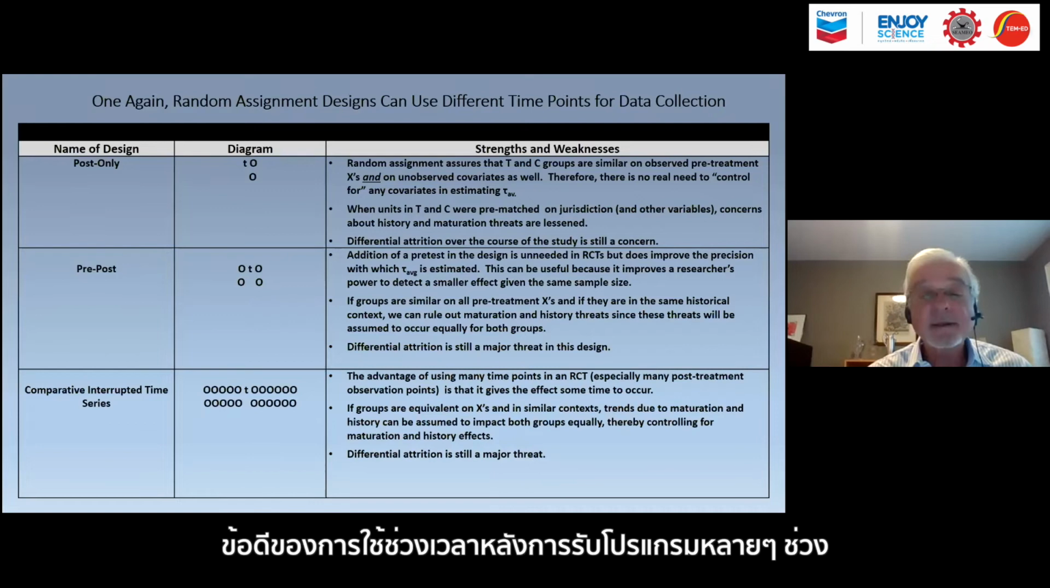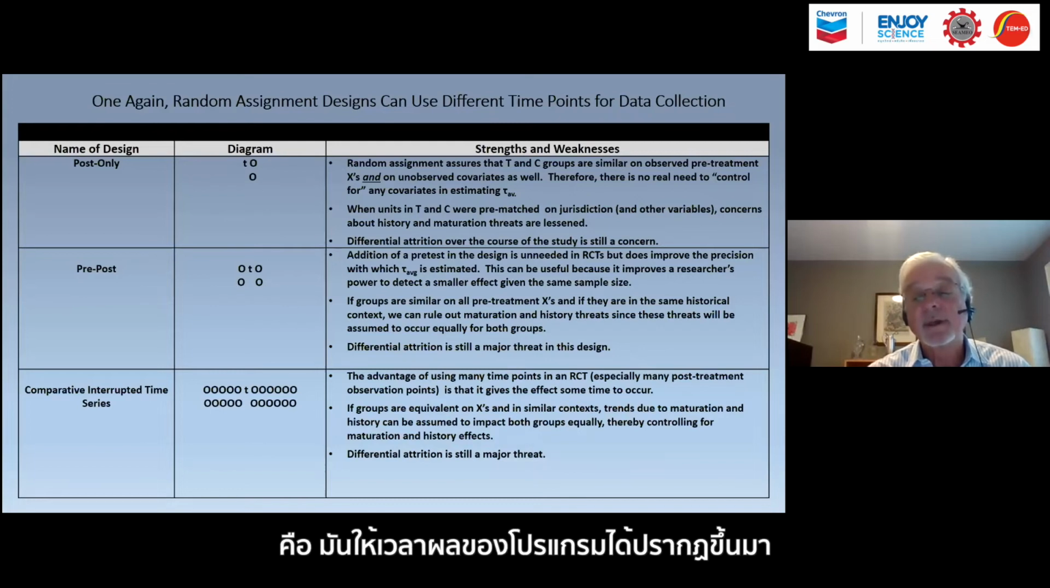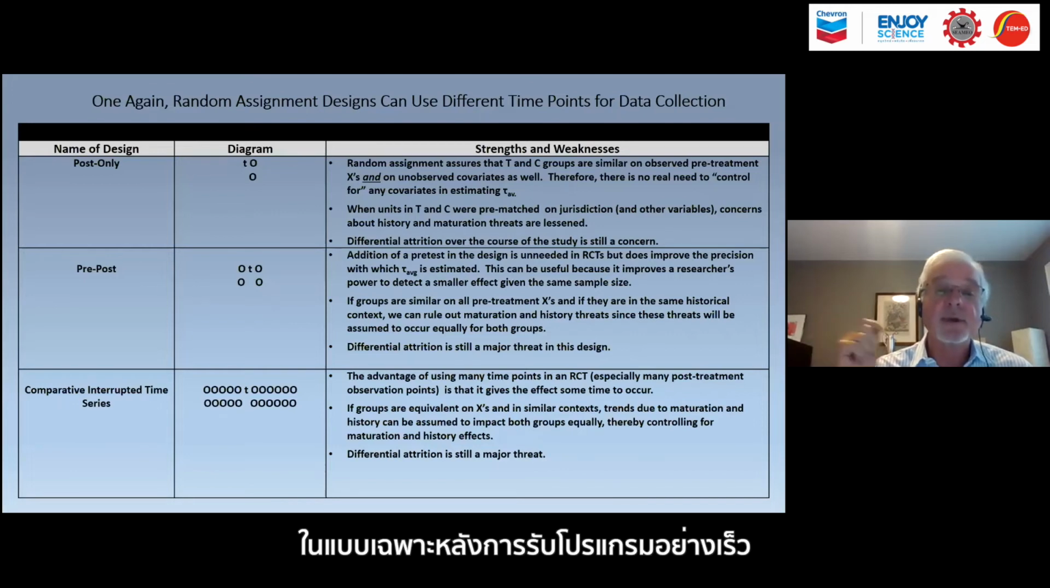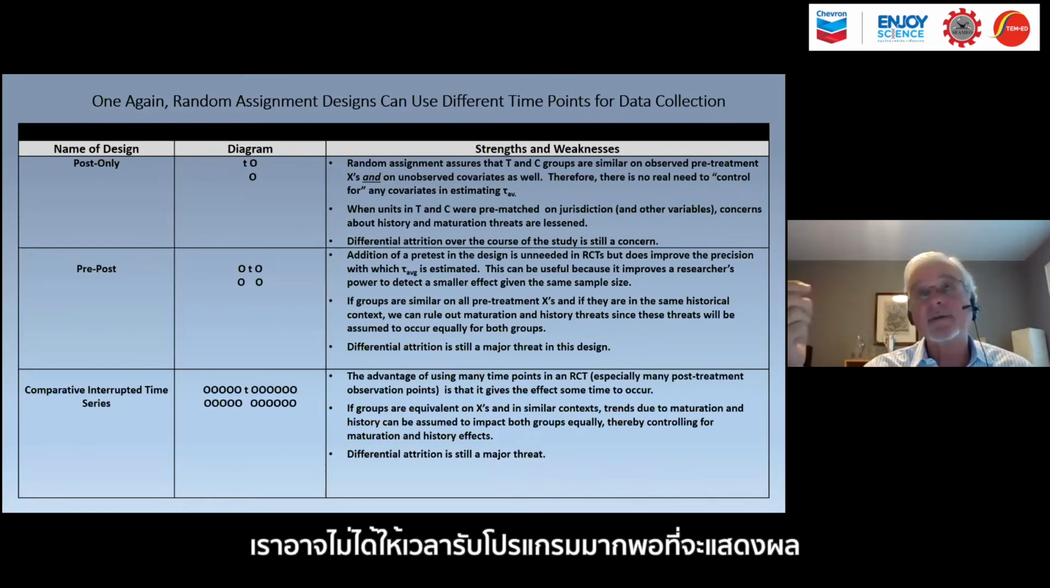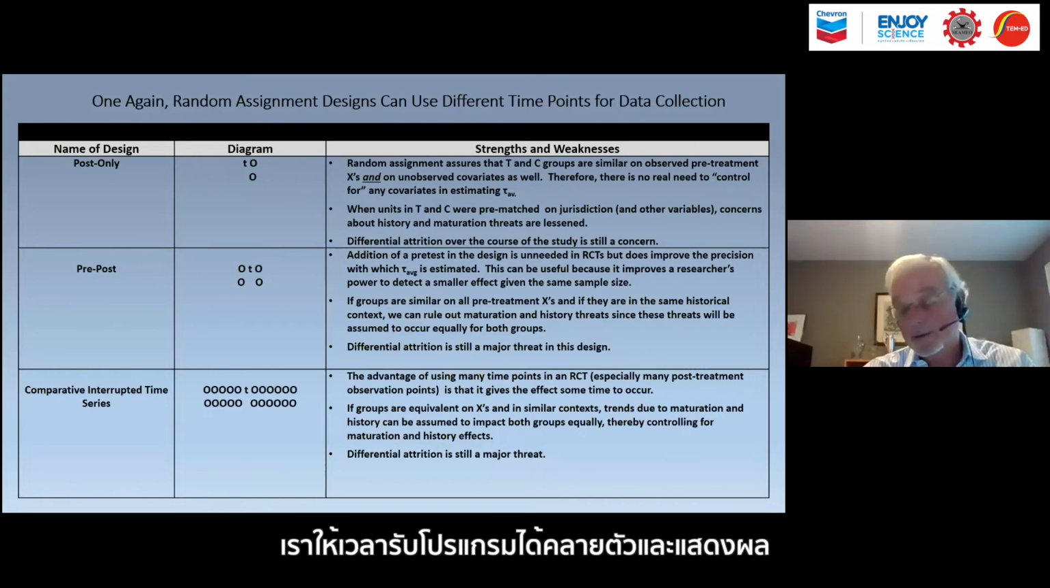And the advantage of using many post time periods in the comparative interrupted time series is that it gives the program effect some time to emerge. So in that post only, quickly after treatment, we may not have given the treatment enough time to take hold. Whereas when we observe many times post treatment, we are giving the treatment some time to unfold and take hold.